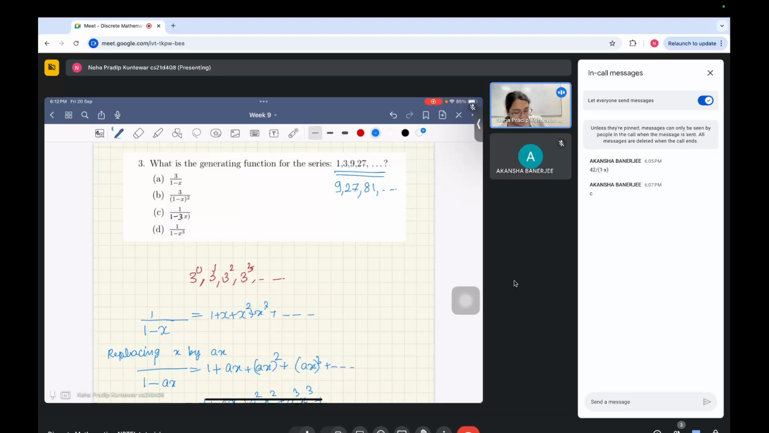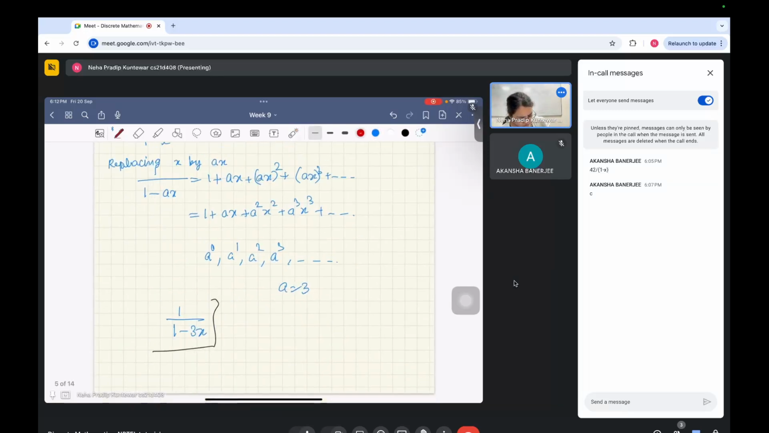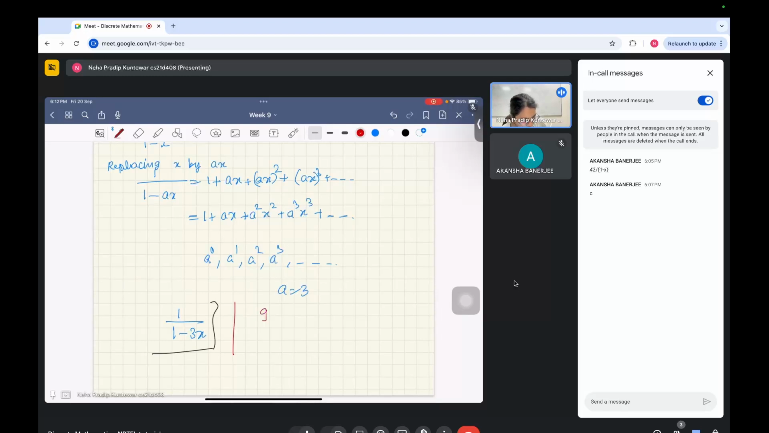Okay, so let's try this. 9 over 1 minus 3x. So that would be 9 times 1 plus 3x plus 3 square x square plus 3 cube x cube and so on, and that would be 9 plus 27x plus 81x square plus 729 x cube and so on.